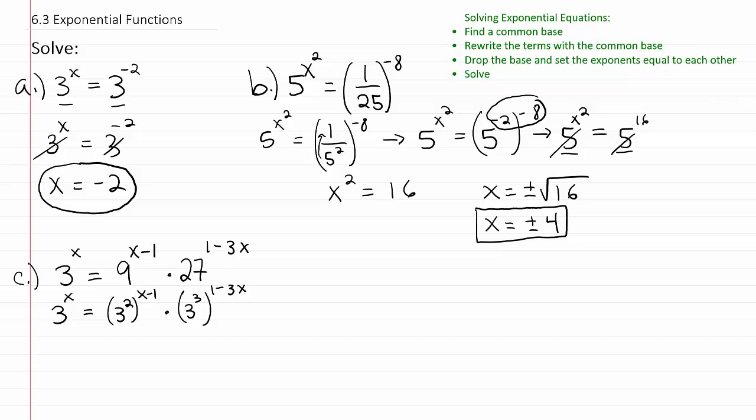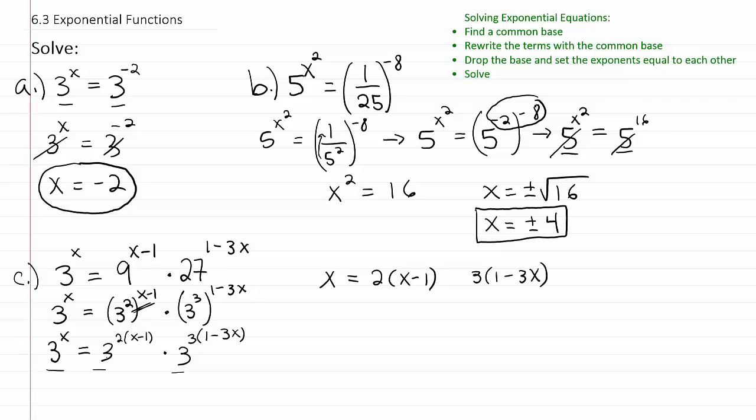Now from here, we have to remember that rule which says what? When you're raising a term to a power, you can multiply the exponents. So we can say 3 to the x is then equal to 3 to the 2 times x minus 1 power times 3 to the 3 times 1 minus 3x power. Again, using that multiplication of exponents rule. Now, from there, the bases are all the same, so we should be able to drop the base and then end up with an equation that says x is equal to 2 times x minus 1 and 3 times 1 minus 3x. But what do I put in here? That's the question mark. What goes between those?